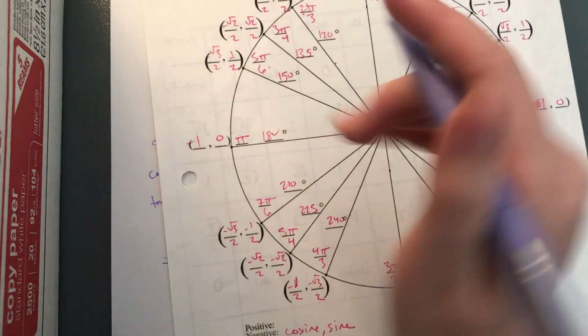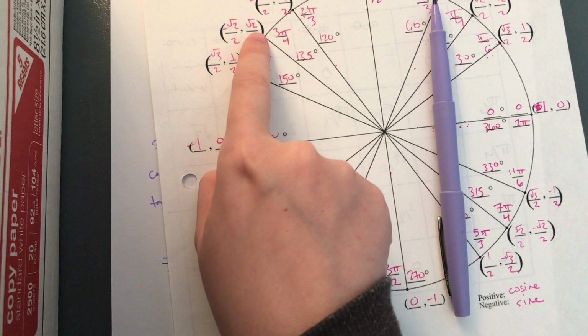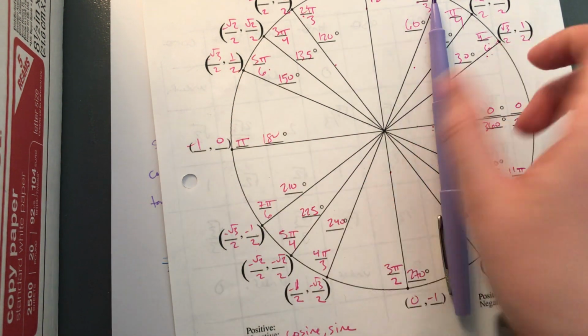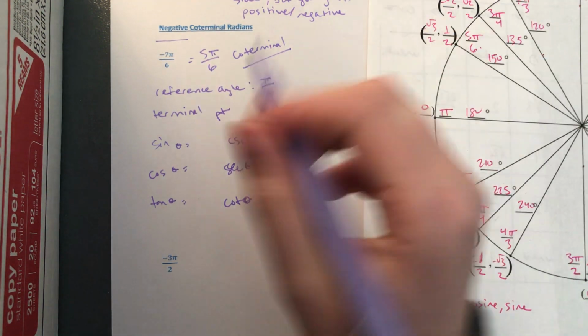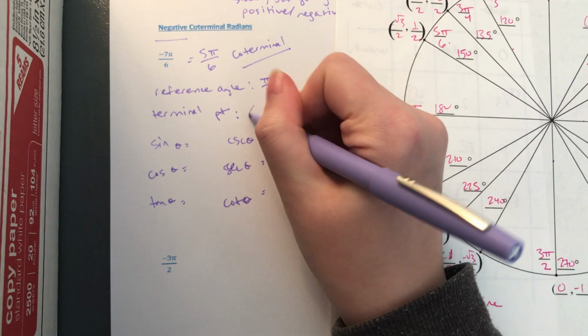And you guys, the reference angle for any of the radians is just like it without the multiple. What's the reference angle for 3 pi over 4? It's a pi over 4 value. Okay. The terminal point. What's the terminal point that it lives at? Negative root 3 over 2, 1/2.